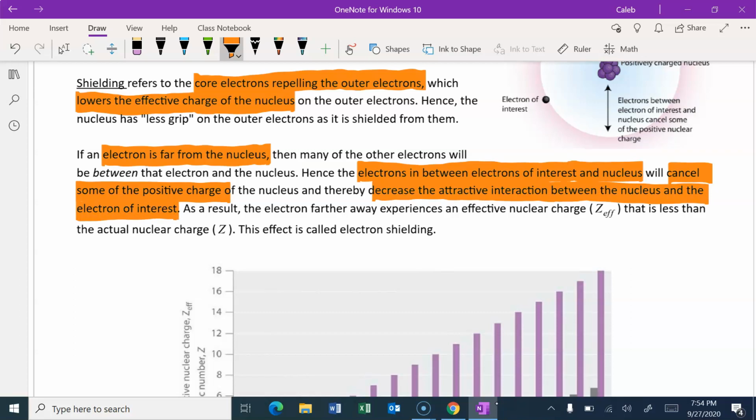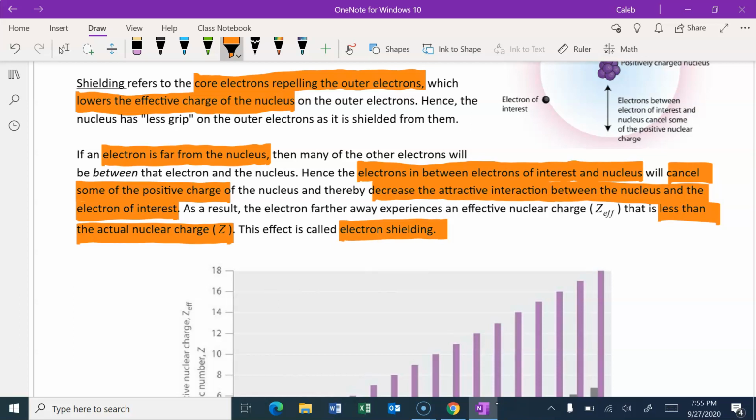So that outer electron, some of the charge from the nucleus that pulls it in toward it is canceled out by the repulsion of electrons in a lower energy level that kind of gets in the way. As a result, the electron further away experiences an effective nuclear charge that is less than the actual nuclear charge. Actual nuclear charge is just the number of protons, but what it's experiencing is reduced because there are electrons in the way on the inside. This effect is called electron shielding.